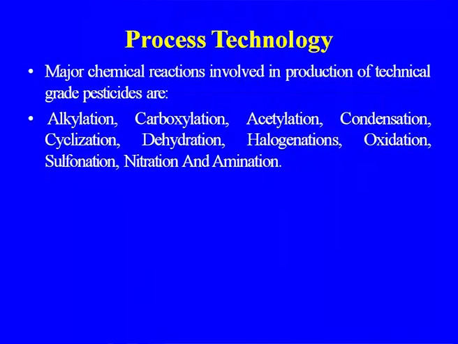These are alkylation, carboxylation, acetylation, condensation, cyclization, dehydration, halogenation, oxidation, sulfonation, nitration, amination. These are some of the major unit processes involved in making pesticides.